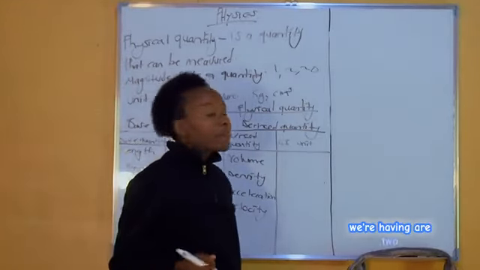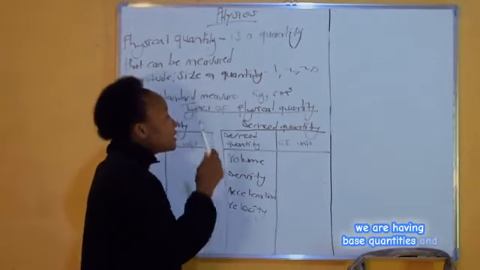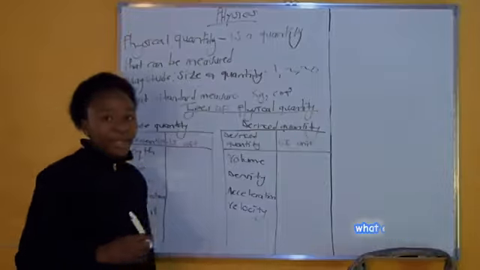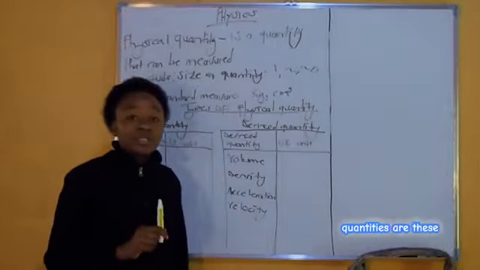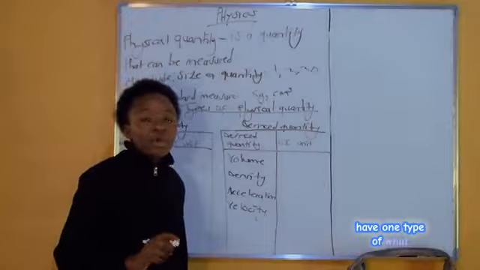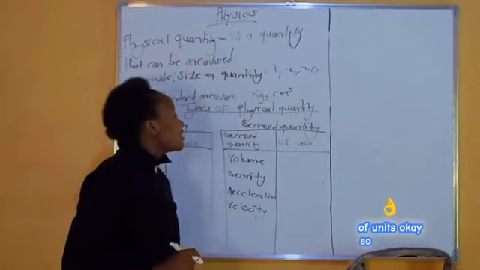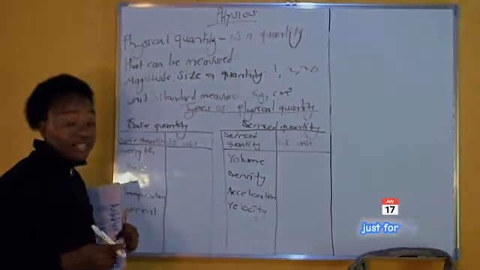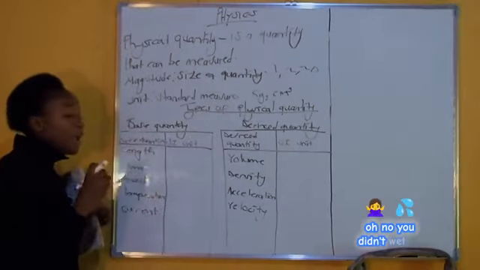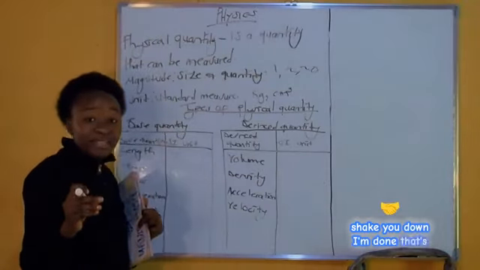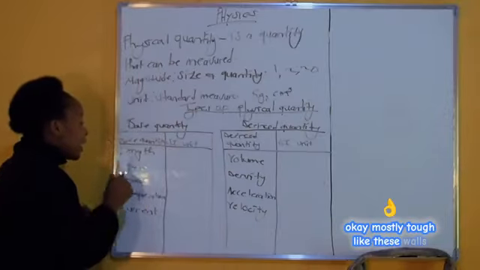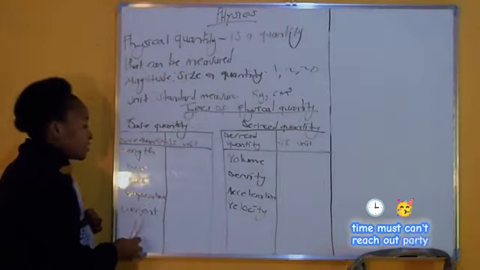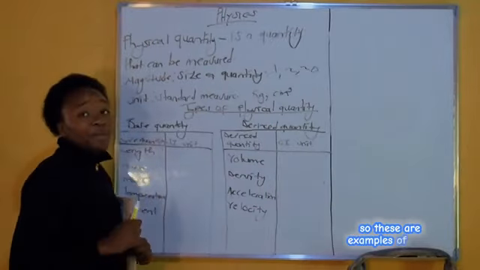Now we have types of physical quantities, and there are two: base quantities and derived quantities. We are going to start with base quantities. What are base quantities? Base quantities are quantities that only have one type of unit. There are a lot, but the ones examiners mostly tackle are length, time, mass, temperature, current. These are examples of base quantities.